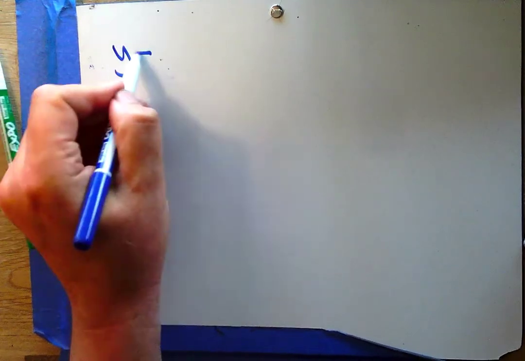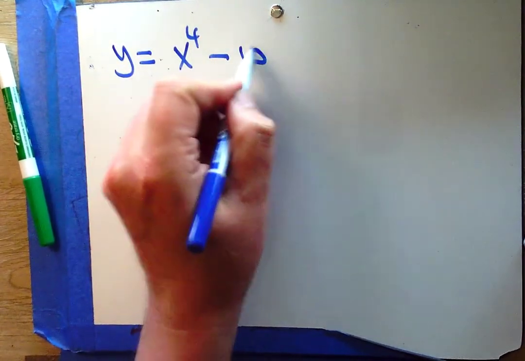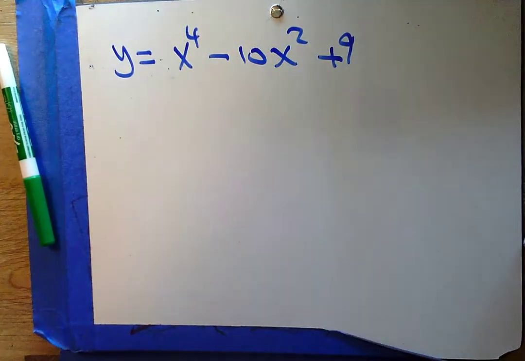Okay, so will you find the factored form for x to the fourth minus 10x squared plus 9?